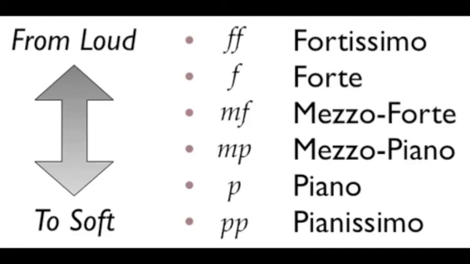This chart demonstrates for you all of the dynamic markings, how loud, how soft you play the piece. The most intense one is the fortissimo at the top, and at the very bottom you have pianissimo, the softest.